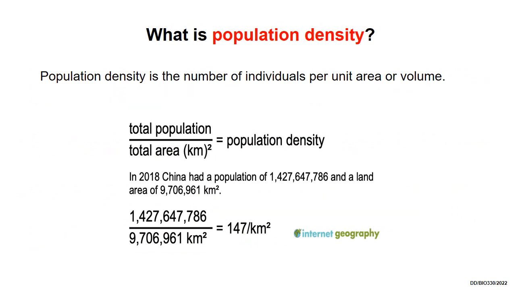Next, population density. What is population density? Population density is the number of individuals per unit area or volume. Mathematically, we can define population density as the total population divided by the total area. For example, China had a population of 1.4 billion with a land area of 9.7 million square kilometers. So we can calculate the population density in China by dividing the number of population by the land area, which is 1.4 billion people divided by 9.7 million square kilometers. So the answer is the population density in China is equal to 147 individuals for every square kilometer.